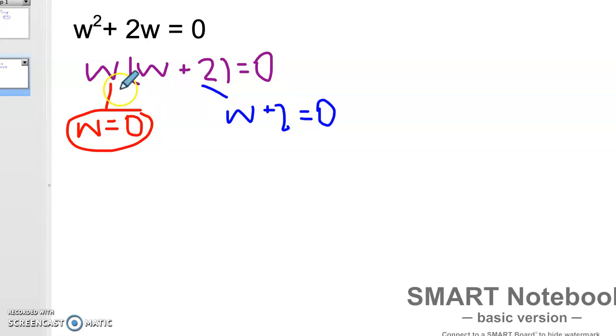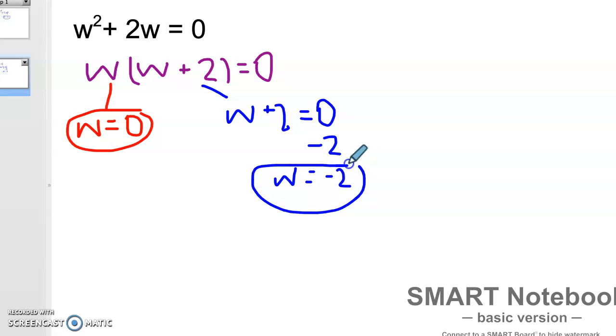And the reason 0 works is we plug in 0 in both of these places. 0 times 2 is 0. It works. In the next example, we have to undo an operation, and we're going to have to subtract 2 on both sides. And we have w is equal to negative 2 as a solution, or a root. And that works because if I plug in negative 2, I have negative 2 times negative 2 plus 2, which is 0. So negative 2 times 0 is 0.